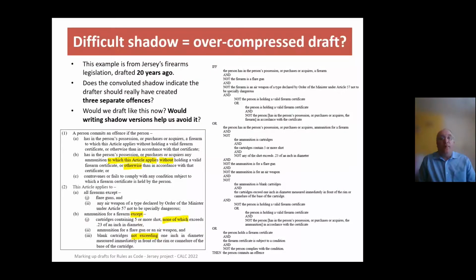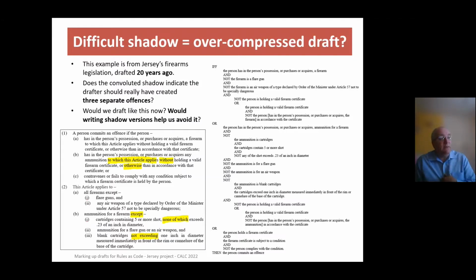If the draft ends up very convoluted once you've turned it into this shadow draft, then that might well be a sign that there's a problem with your original draft. So the example I've got here is from 20 years ago, from a time when people used to like compressed drafting, very compressed. And the trouble with that is the exceptions and the exceptions to the exceptions and the layering on top of each other that can get people lost.